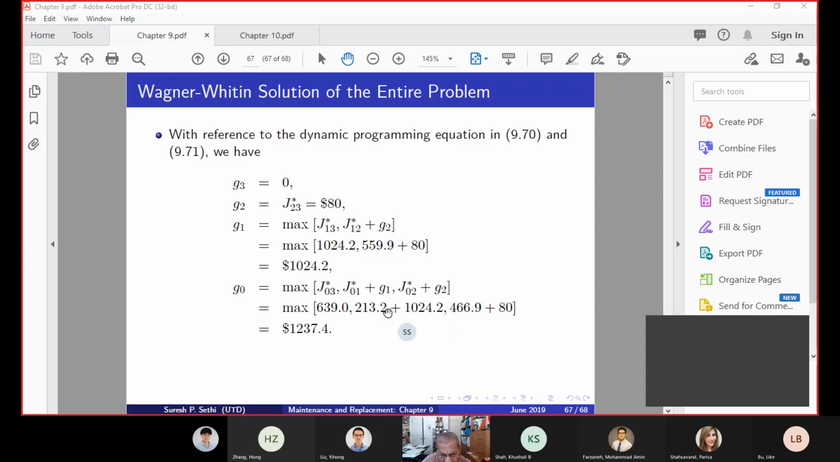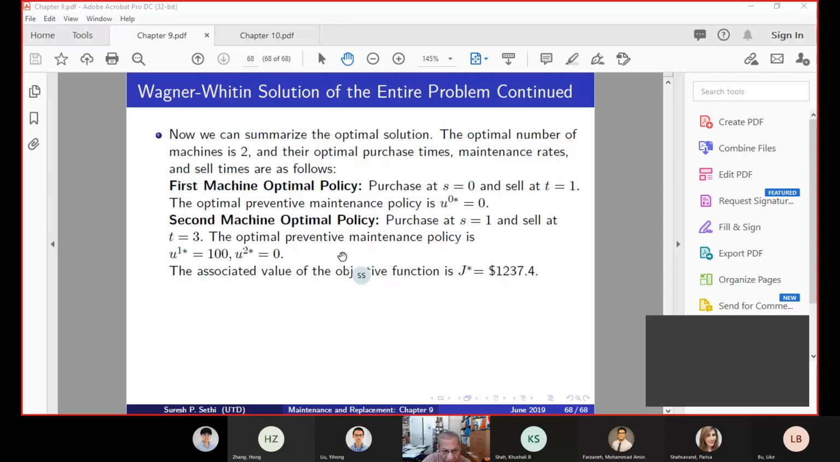This is where the optimal is coming from. That optimal is coming from 1024, which is this one. That one is coming from that one, right? And that one, we already know the solution, and the solution is this one. Purchase S equal to 1, sell at T equal to 3. Maintenance policy is 100 and then 0. And the objective value function for that was 1024 or whatever.